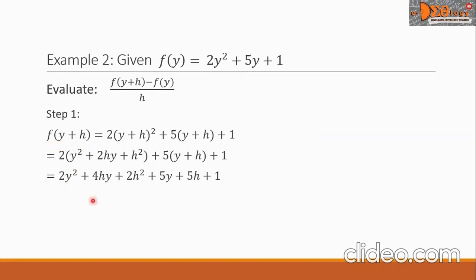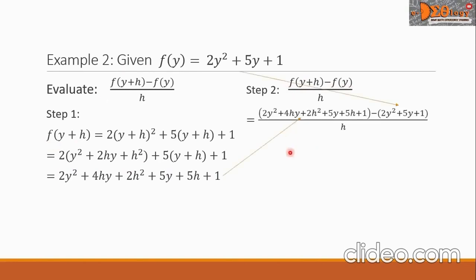Let us go to step 2, and that is evaluate the given problem here. So this is f of y plus h minus f of y all over h. Let us substitute the values. The first function was evaluated in step 1, and then minus the f of y is the given function here. So we copy it here, then all over the h. We will simplify further. Let us remove the grouping symbols respectively.